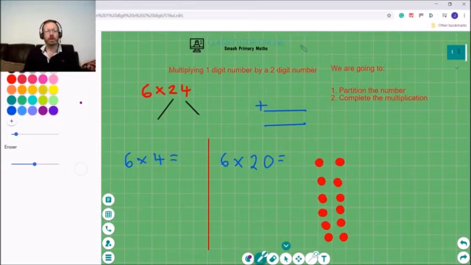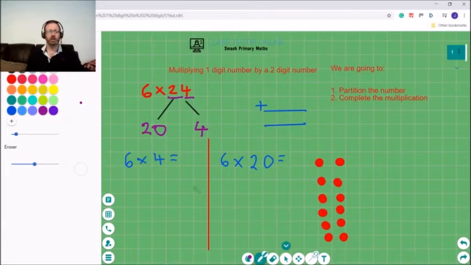Today I'm going to be helping you to multiply a one-digit number by a two-digit number. And the calculation that we're going to be looking at is 6 times 24. So the first thing I'm going to be doing is partitioning, which means splitting the number 24 into the tens and ones. So here we have two tens, which is 20, and here we have 4 ones, which is 4. Okay, and the calculation we're going to do is 6 times 20 and 6 times 4.